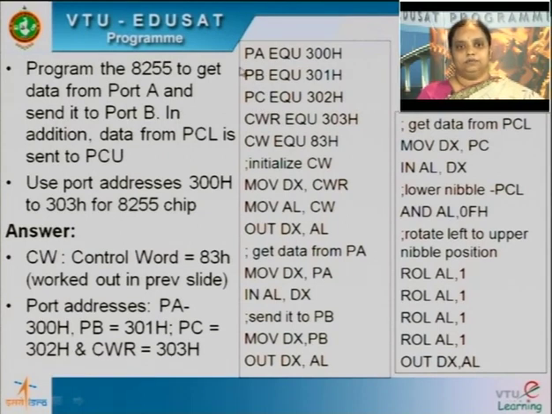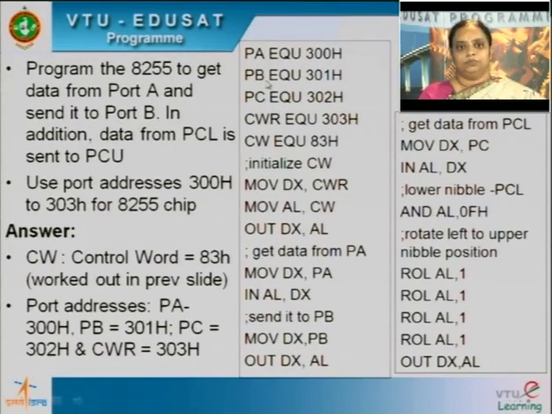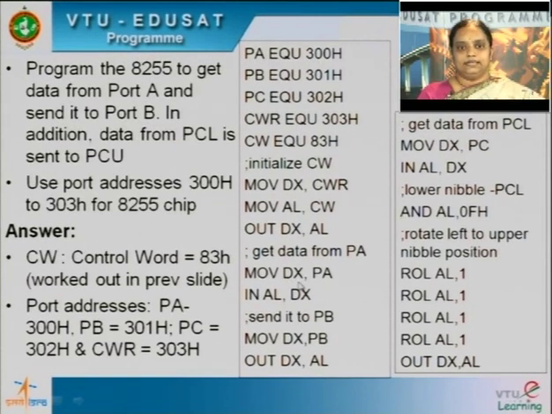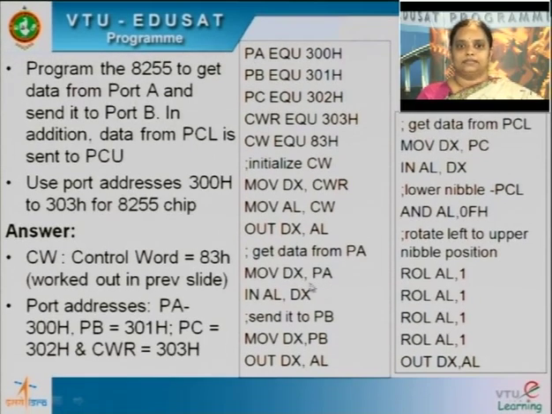How are they configured? Port A as output port, that's your latch or whatever, port B as input port or buffer, then similarly port C 2 4-bit ports. Now the first step is get data from port A. To get data from the port A, once again DX address should change. Now it should have the address of port A. Now the port A address is 300, so MOV DX, 300H or MOV DX, PA.